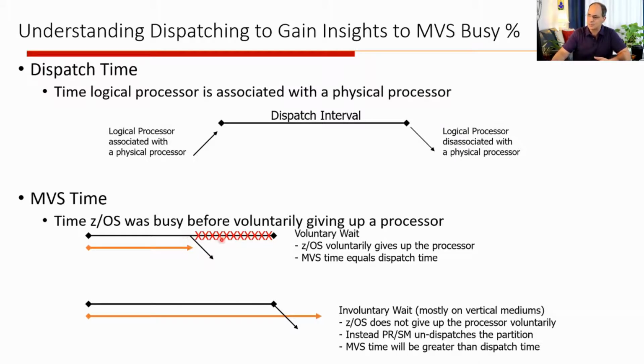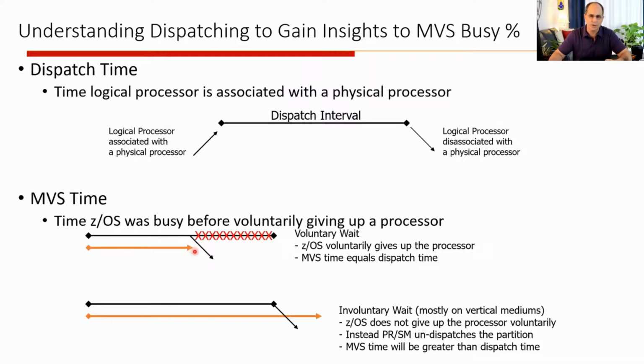And the point is, because we didn't use the rest of our dispatch interval, because we went into a voluntary wait, we think of the black line as being our LPAR time. That's what LPAR utilization is based on. And we think of the red line as being the amount of time until we went into a wait state, and that's what MVS utilization is based on. And in this particular case, we see that they're both the same value, which we can think of as saying MVS and its workloads got all the CPU they wanted.